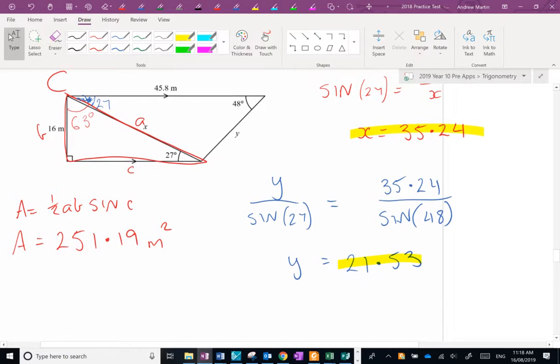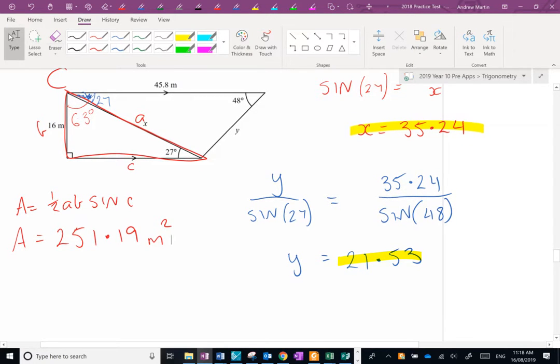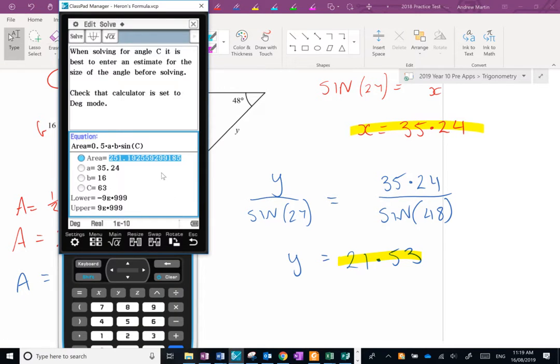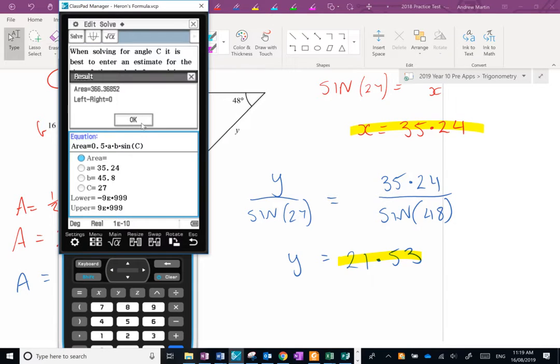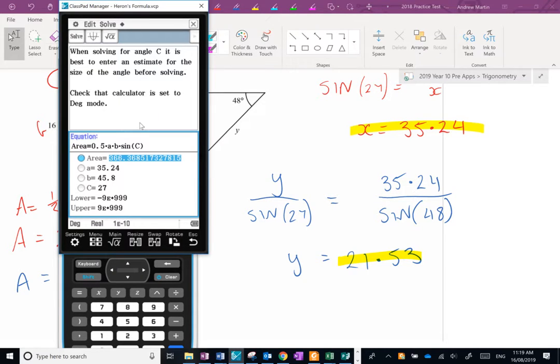And then area of the second triangle. Again, I'll use that same formula, half ab sine C. But this time, yeah, I'm going to leave that as side a. This can be side b, and this can be angle C over here. So area I don't know. a is the same. b is 45.8. Angle C this time is 27 degrees. So the area of that second triangle is 366.37 if we're rounding.